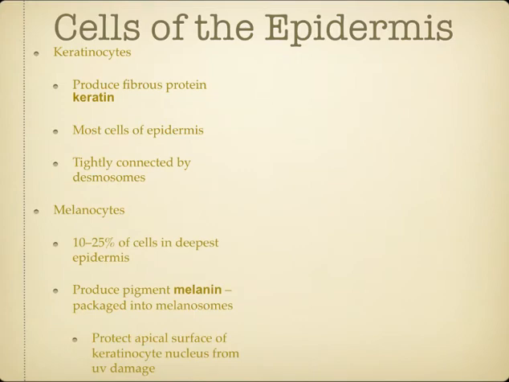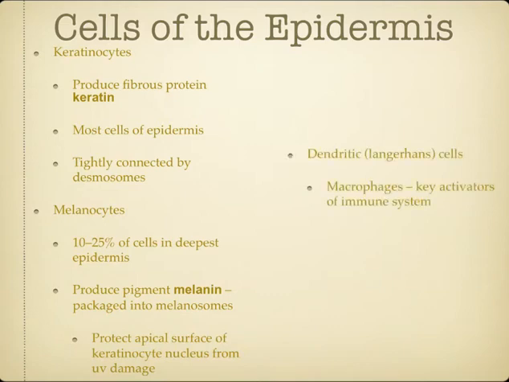Melanocytes make up about 10% to 25% of the cells deepest in the epidermis. They produce a pigment called melanin. It's a color that's packaged in little packets called melanosomes, and they protect the apical surface of keratinocyte nucleuses from UV damage. Melanin is your natural sunscreen, so it protects your nucleus, protects your DNA from UV damage. It's why you tan as you get exposed to the sun. Sunlight can potentially damage DNA, and this is the way the skin protects itself.